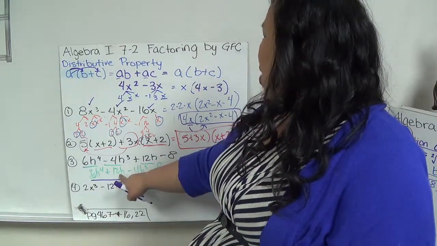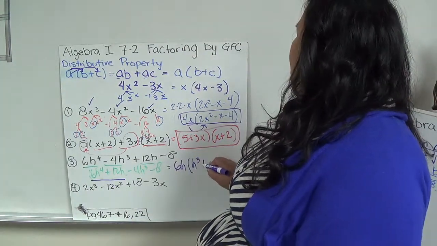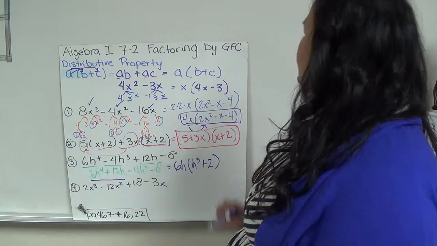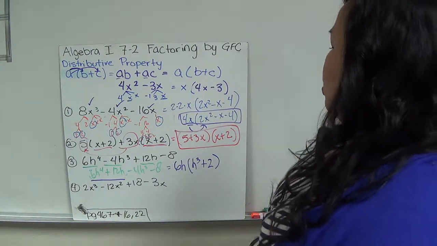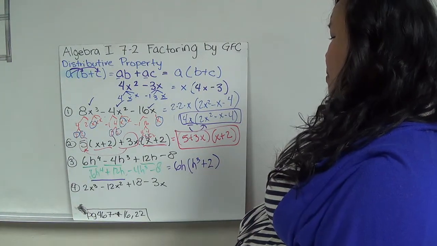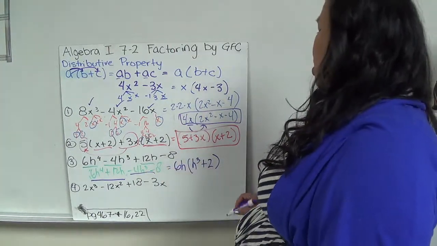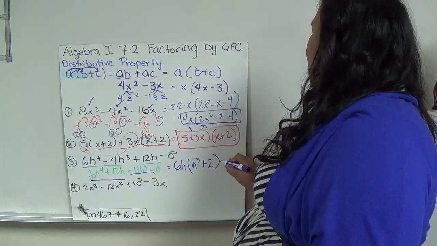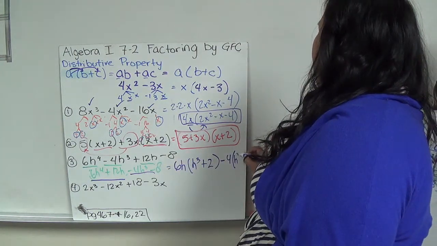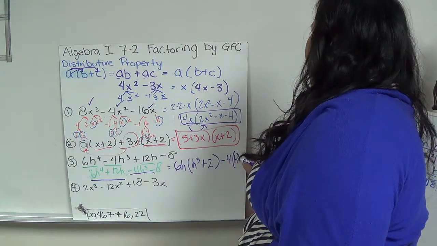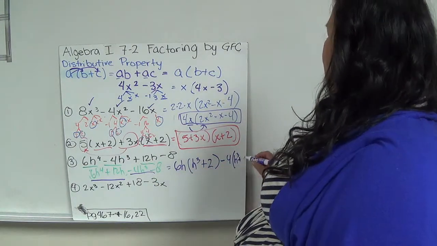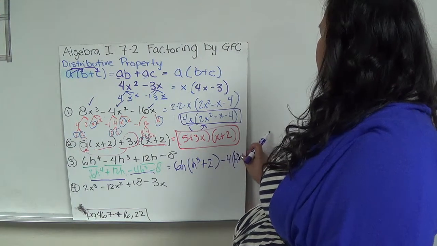If I take out a 6 from this 12, it leaves me with a 2. If I take out an h, I just leave it alone. So h cubed plus 2. And then I do the same thing here. These both have in common a negative 4, so I take out a negative 4. Taking it from the first term, I have h cubed. Taking out negative 4 from the negative 8, I get a positive 4 when I take out the negative, so positive 2.